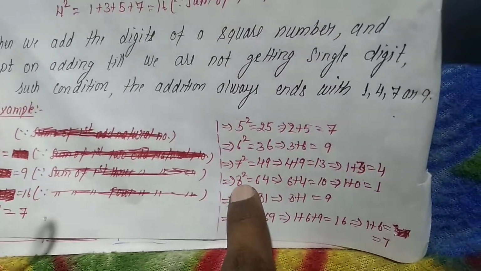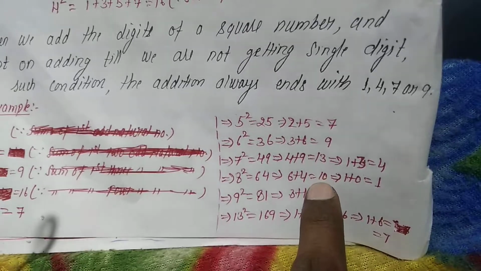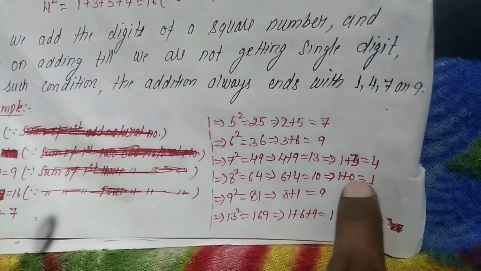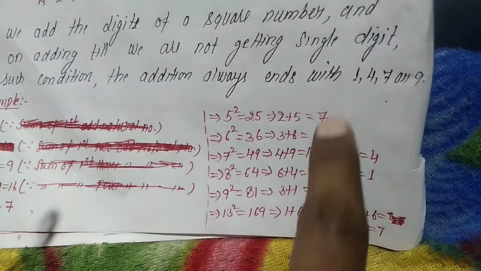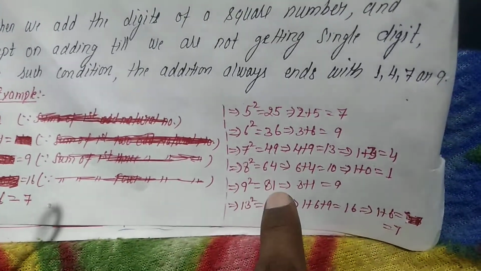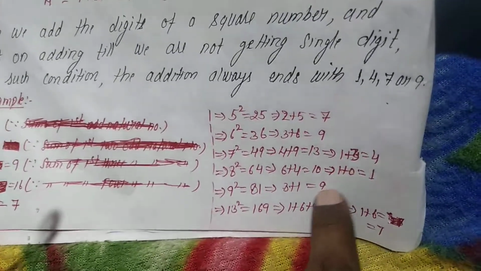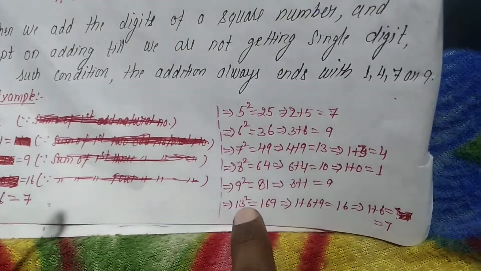Now the square of 8 is 64. 6 plus 4 we get 10. Then we add 1 plus 0, we get 1. See, in the property I have narrated 1 is there. The square of 9 is 81. See, add 8 plus 1 we get 9. It is a single digit. See, it is ending with 9.